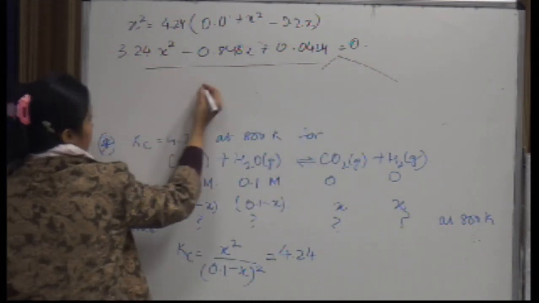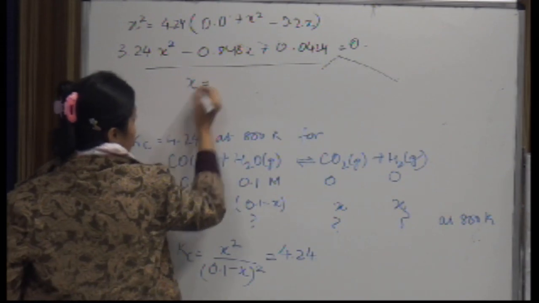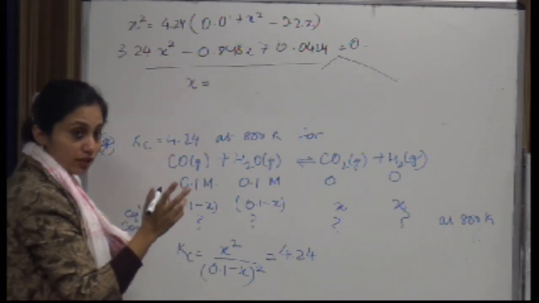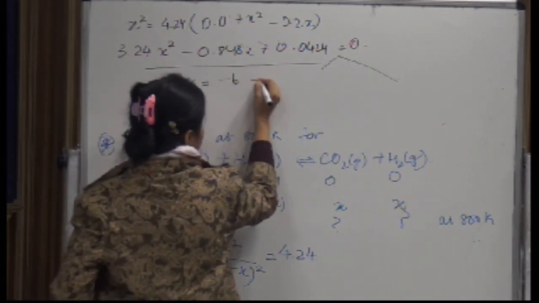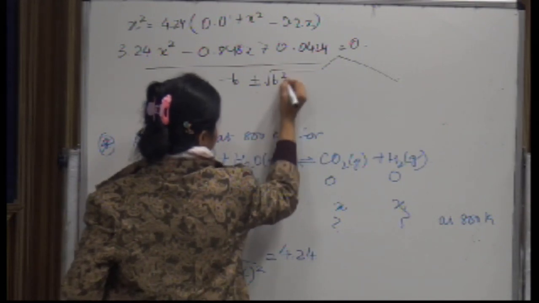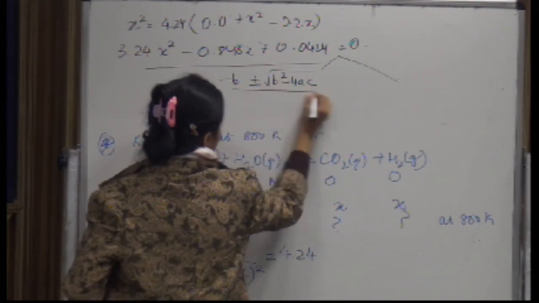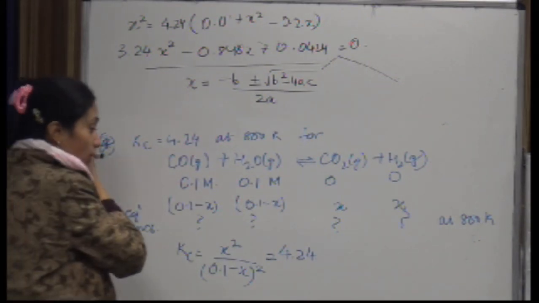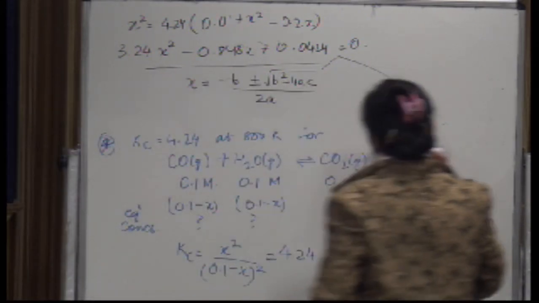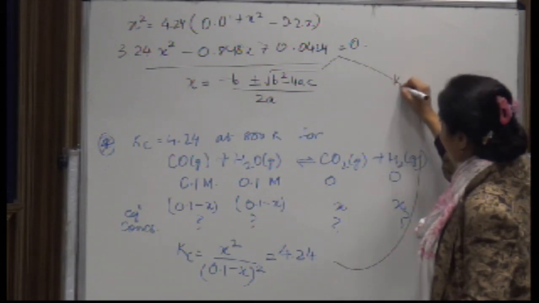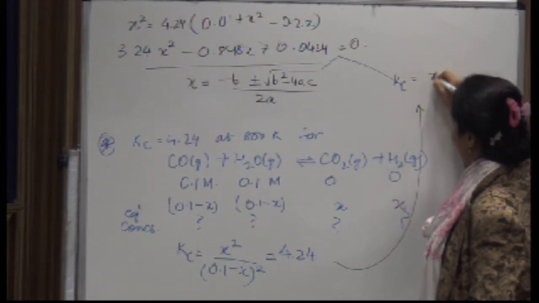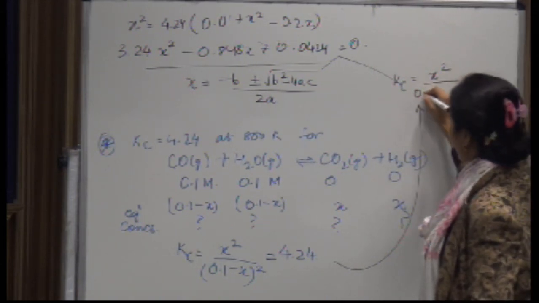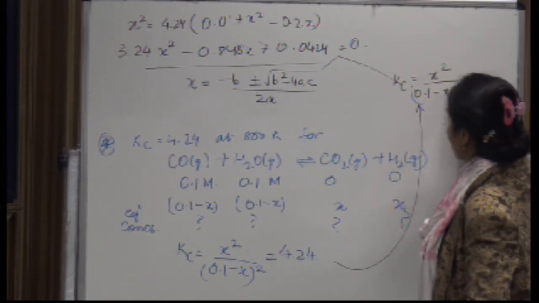Here in this case, you can easily calculate x. How do you do it for a quadratic equation? I am just reminding you: plus minus under root of b square minus 4ac upon 2a. This is one way. Now, in order to have a shortcut method, here you have Kc is equal to x square upon (0.1 minus x) whole square.